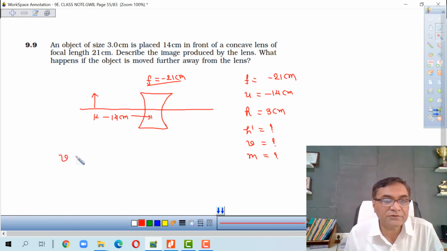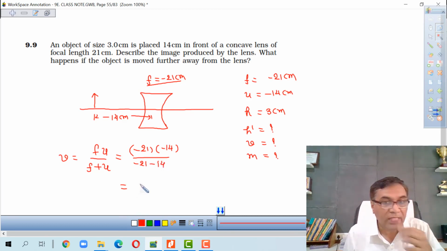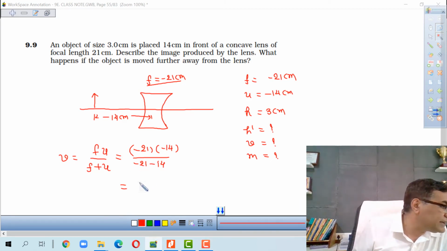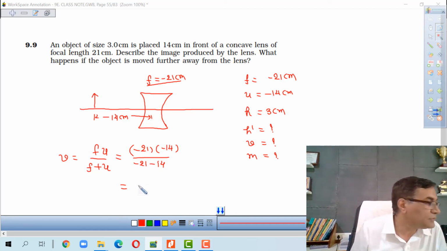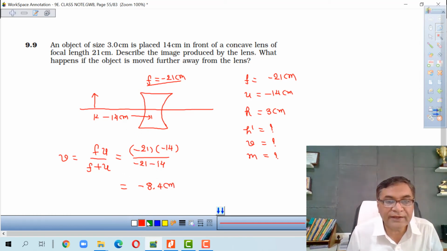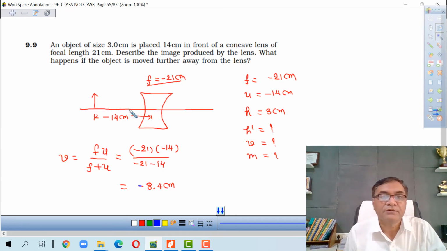So our formula V is equal to, as we know, FU upon F plus U. Substitute the values. -21, U is -14, divided by -21 -14. So the answer comes out to be -8.4 centimeter. So you will get image toward the object only. And here somewhere within 14 centimeter. Minus comes, so I don't know. First let me see whether you will get erect or inverted.